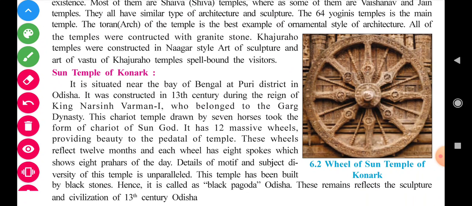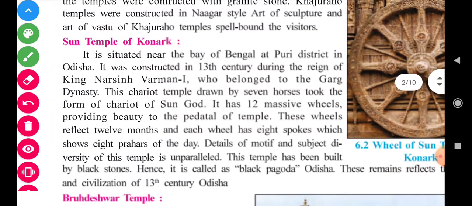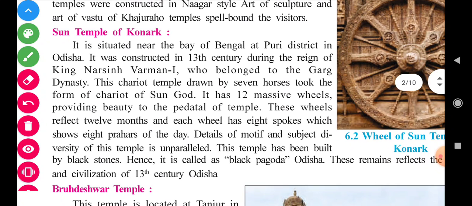After that, Sun Temple of Konark. This temple is situated near the Bay of Bengal at Puri district in Odisha. Puri, the very famous Jagannath temple was there in Puri, and also the Sun Temple of Konark was also there.